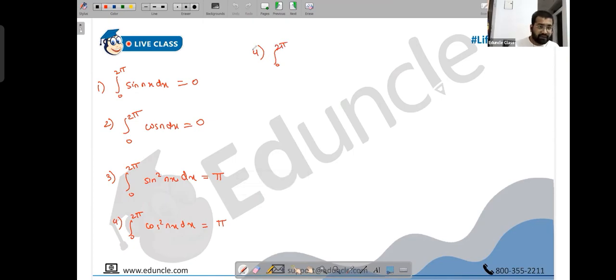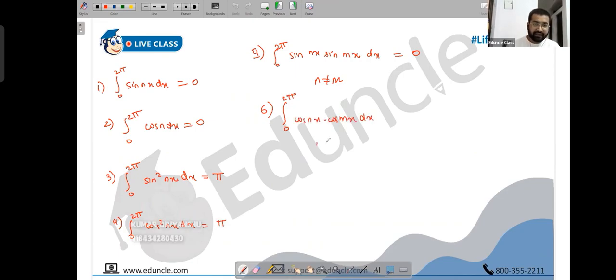Now number 5, this is where it will be helpful to you. 0 to 2 pi of sin nx sin mx dx. For equal n and m, you have already written the answer, it is pi. But if they are unequal, the answer is 0. And similarly, 0 to 2 pi of cos nx cos mx dx. Again, if they are equal, the answer is pi. If nx and mx are unequal, the answer is again 0. Okay. You can use this, and now you get the answer much better.